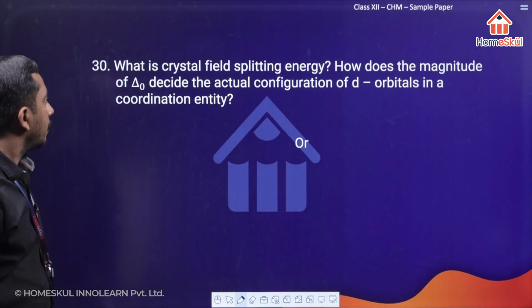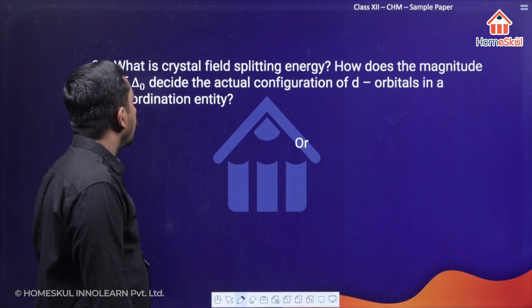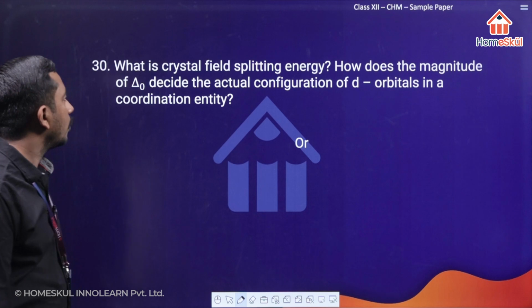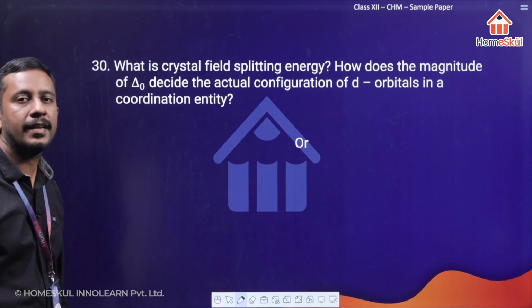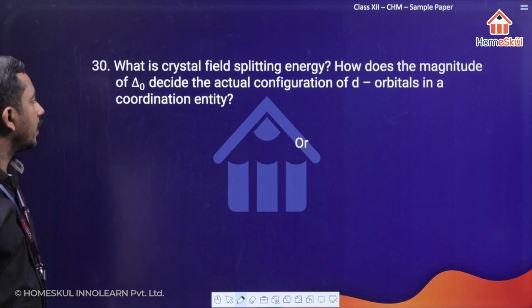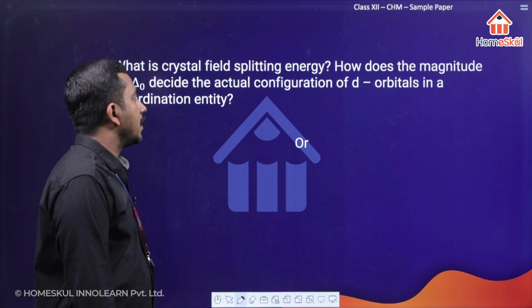Now the next question, 30th question. What is crystal field splitting energy? How does the magnitude of octahedral splitting energy, that is delta octahedral, decide the actual configuration of d orbitals in a coordination entity? So what is crystal field splitting energy?